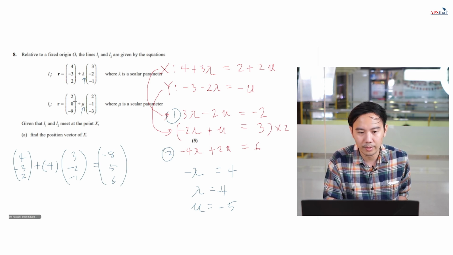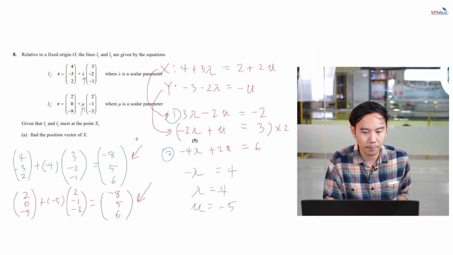But let's test it with the other one. The other one is 2, 0, minus 9, and then you add negative 5 as the mu value times 2, minus 1, minus 3. The first one is 2 minus 10, which gets you minus 8. Then minus 5 times minus 1 is 5, and the last one is minus 9 plus 15, which gets you 6. Okay, we get the same answer, which means this is the correct answer and this is the point X where the two lines intersect.